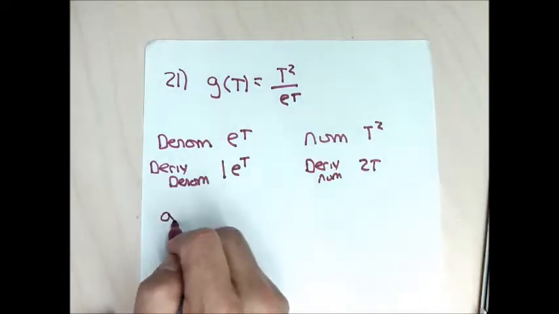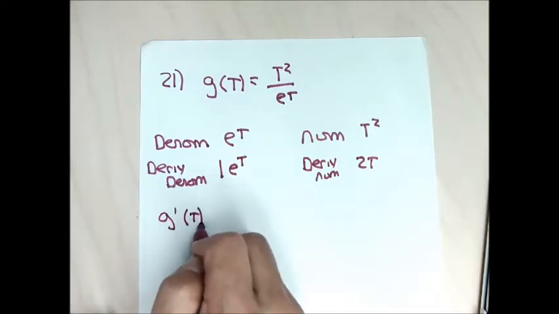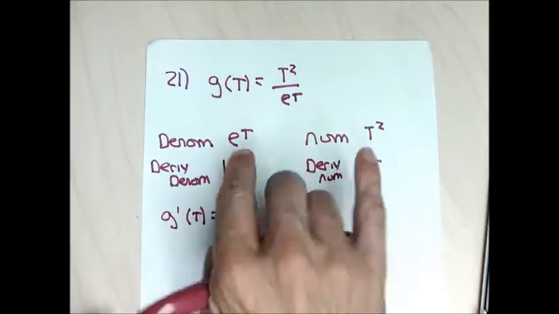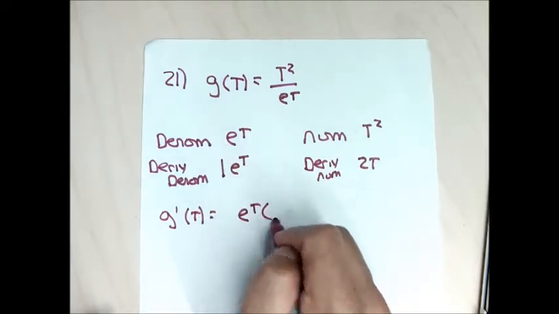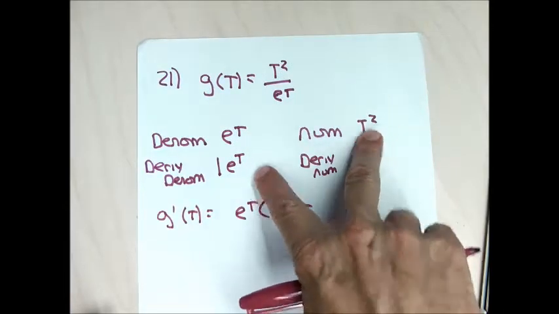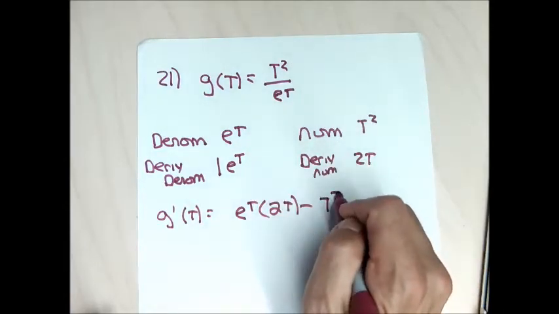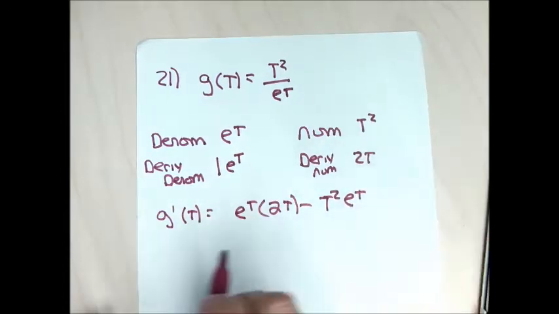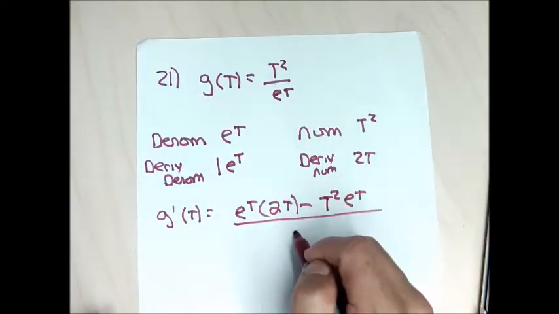So for the derivative, it's that fraction, start off with the denominator times derivative of the numerator. So e to the t times 2t minus numerator times derivative of the denominator. I'm not going to write the 1 here. I'm just going to write e to the t. All over the denominator squared.